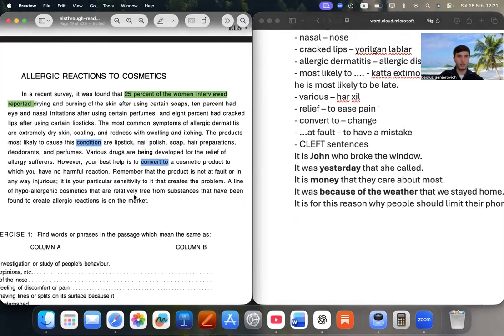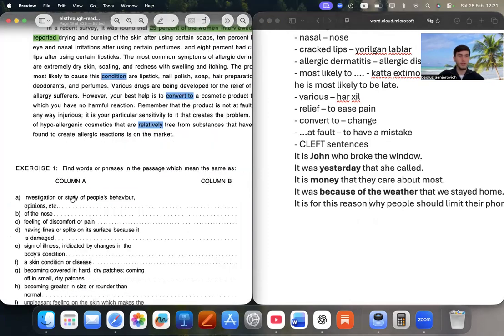And next one, a line of hypoallergenic cosmetics that are relatively free from substances that have been found to create allergic reactions is on the market. It says, several anti-allergy cosmetics, almost free from chemicals that have been found to create allergic reactions. Cosmetics without such substances are on the market. I'll translate this sentence once again. Anti-allergy cosmetics, with no chemical substances in them, are now available on the market.